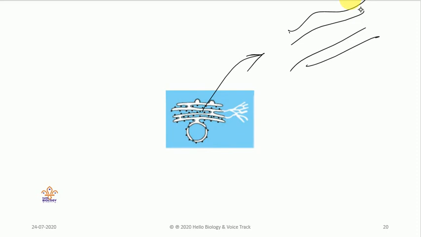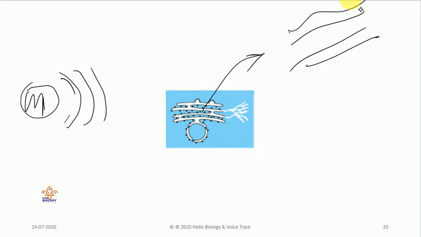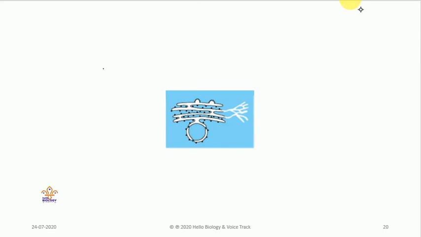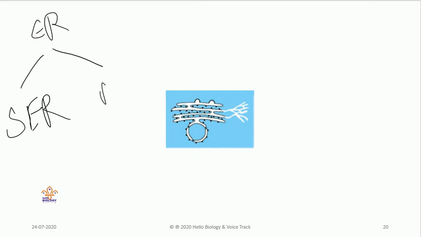They are present surrounding the nucleus like this. If this is the nucleus, the network-like structure surrounds it, and in short it is called ER, that means endoplasmic reticulum. That is important. This endoplasmic reticulum is divided into two types: smooth endoplasmic reticulum and rough endoplasmic reticulum.